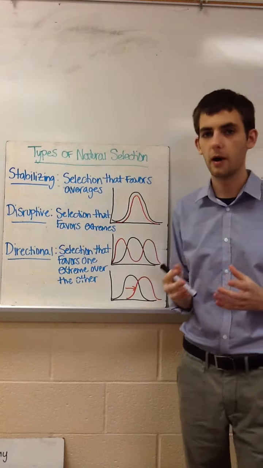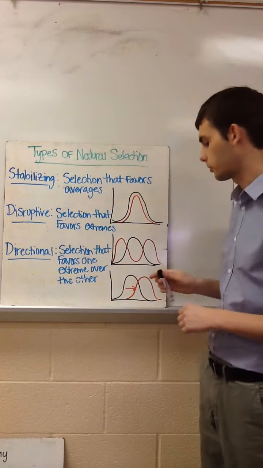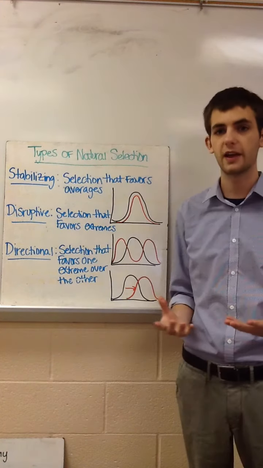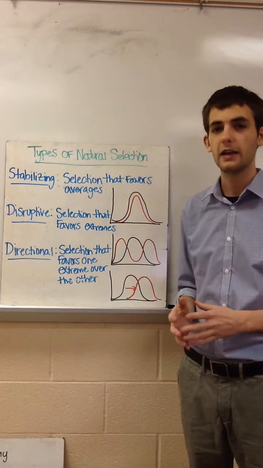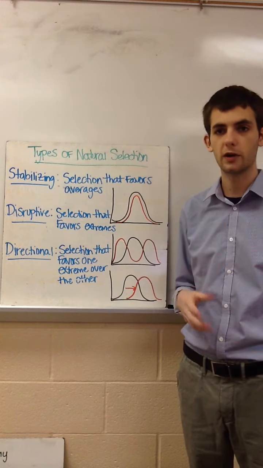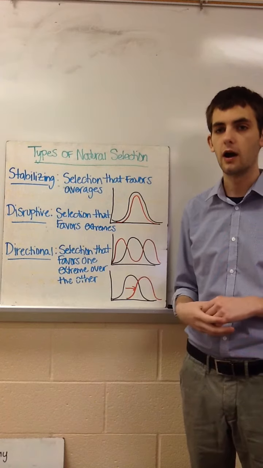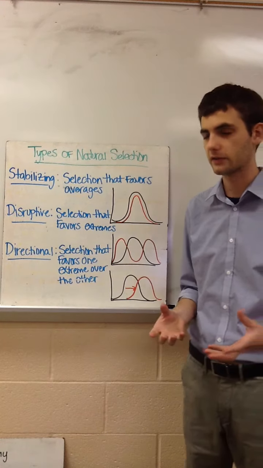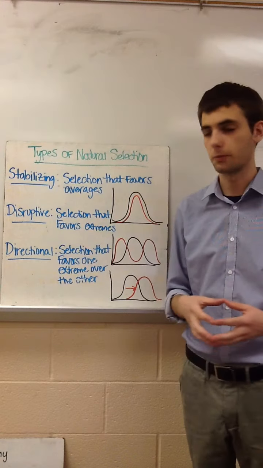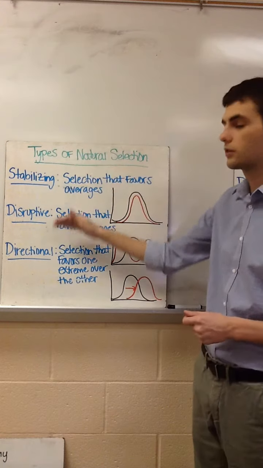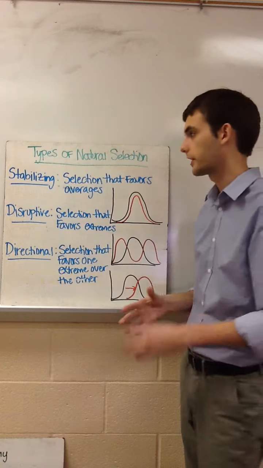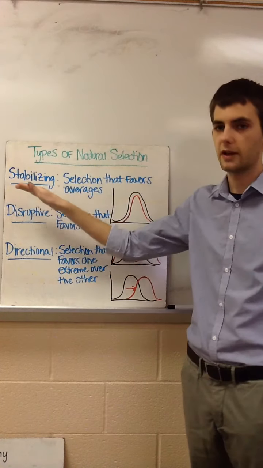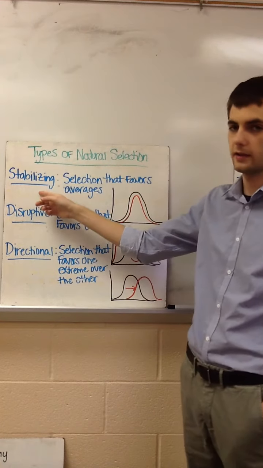The fourth main component of Darwin's theory of natural selection is variation. At the time, he couldn't explain why organisms of the same species would have different characteristics. But now we understand that a little bit more, and that leads us to the three types of natural selection. The first type of natural selection is what we call stabilizing.